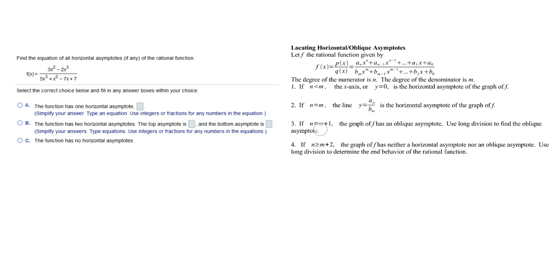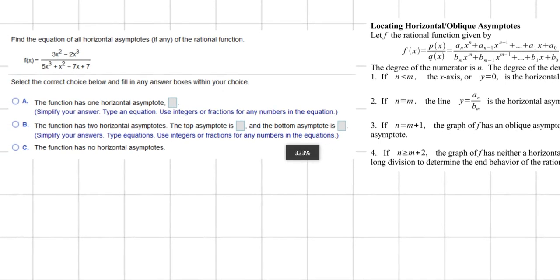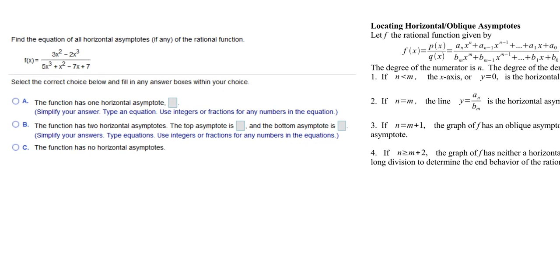If n is equal to m plus 1, we don't have a horizontal asymptote. We have a different type of asymptote, which is called an oblique or a slant asymptote. And if n is greater than or equal to m plus 2, then you don't have a horizontal or oblique asymptote. So for our example, we want to figure out n and m.